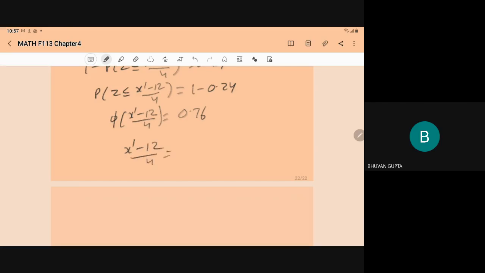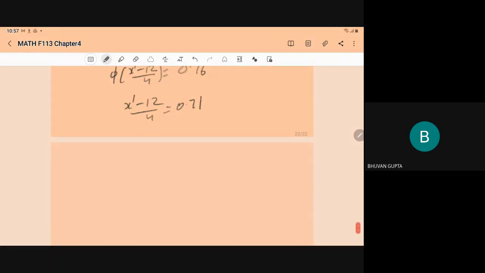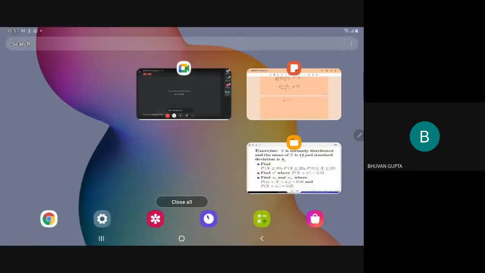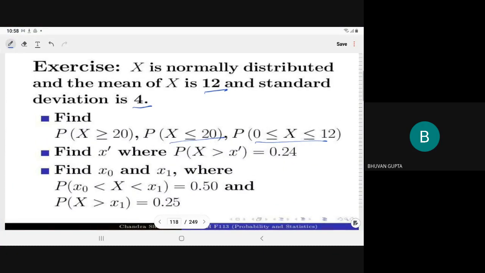So for 0.76, if you see the table, anyone can tell me what is the value? 0.71, right? 0.71. So just you can compute the value of x dash. In this way we can compute this type of question. Find the values of x naught and x1 where probabilities are given to you. X lies between x naught and x1 with probability 0.50, and x greater than x1 is 0.25.